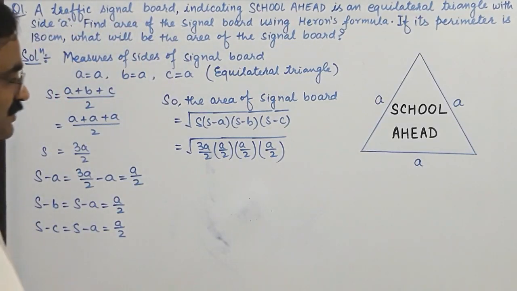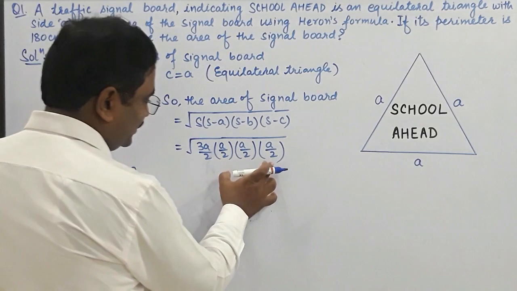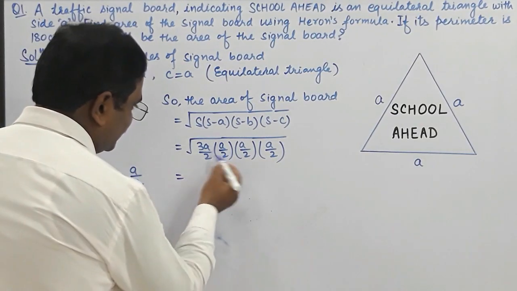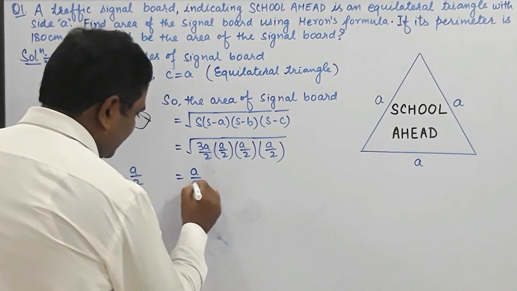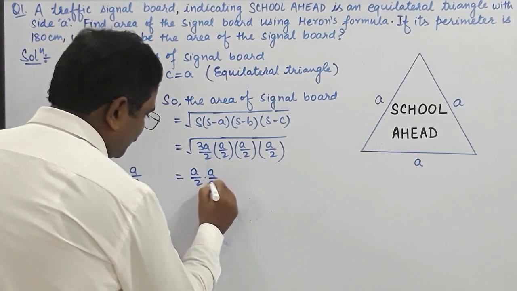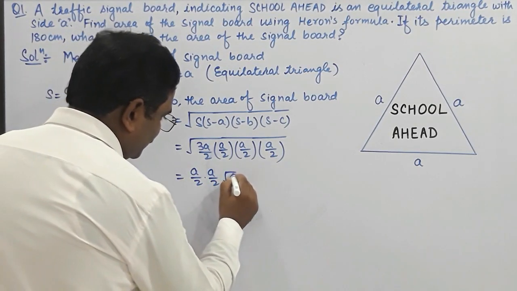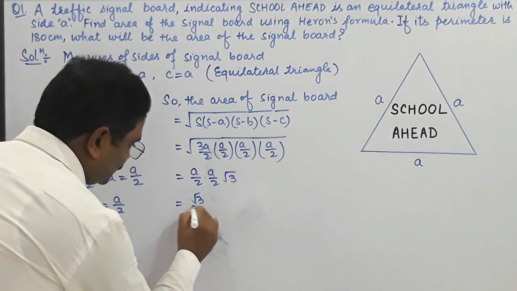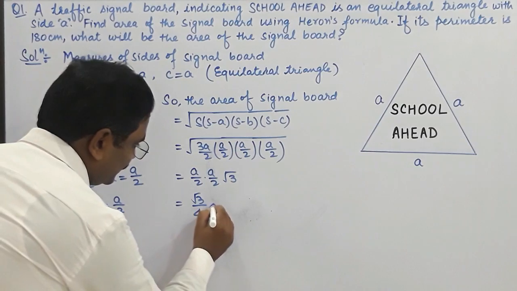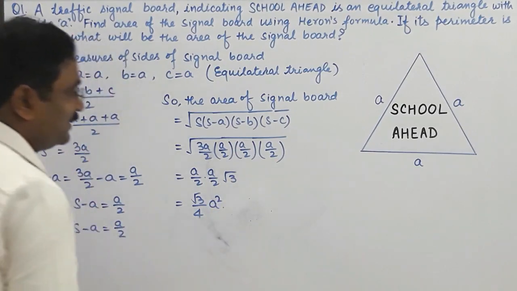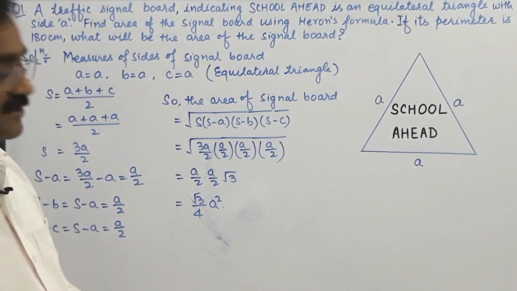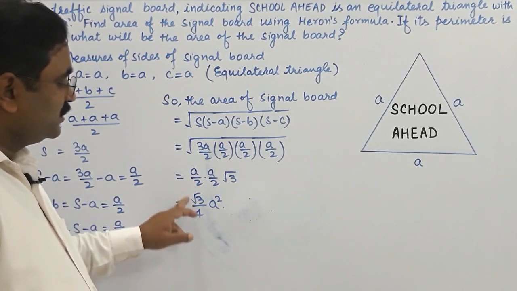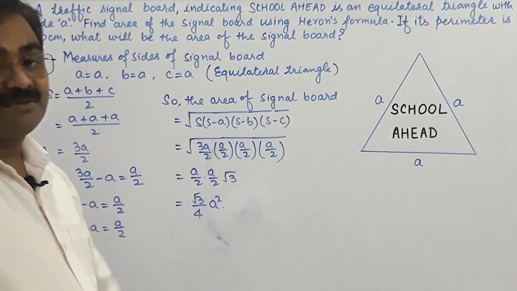Right? So when you simplify it, you are getting 4a upon 2. So after taking the square root, you will get a upon 2 into a upon 2 and under root 3, which is equal to root 3 by 4 into a square, that we have already proved. The same answer we got. So the area of the signal board is root 3 by 4 into a square.